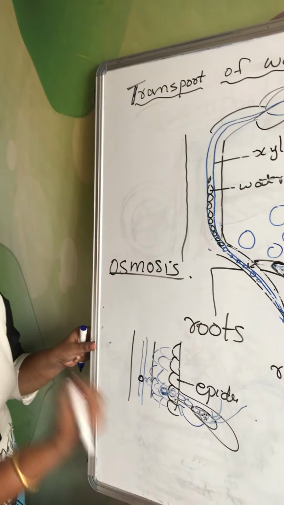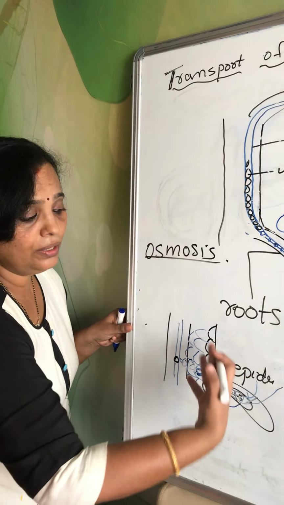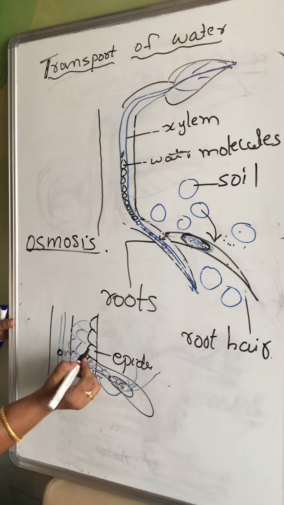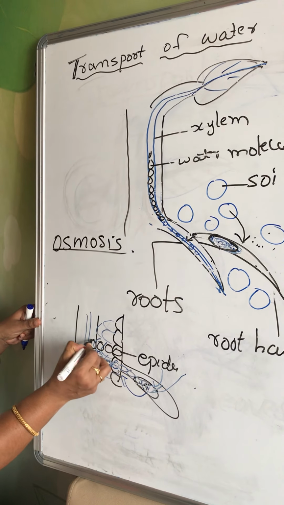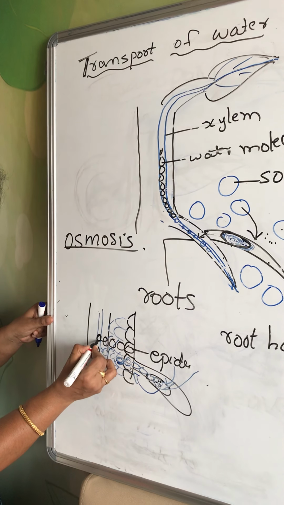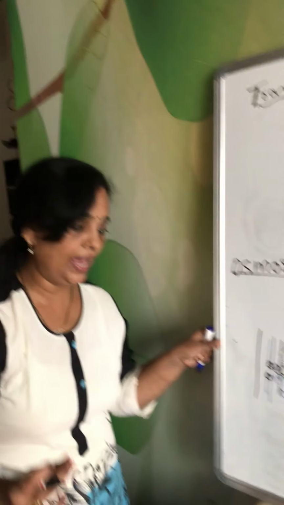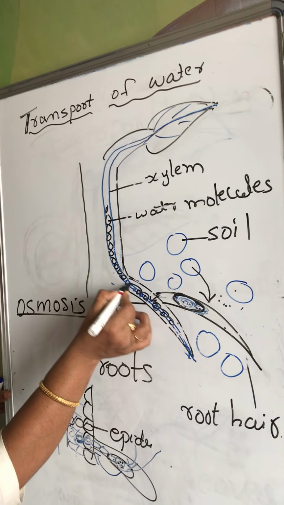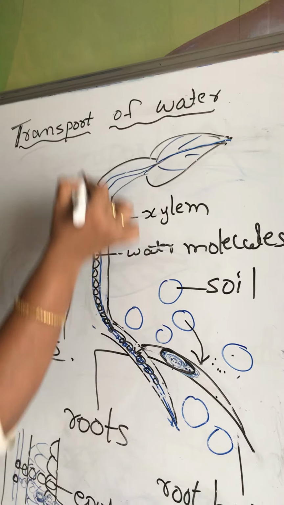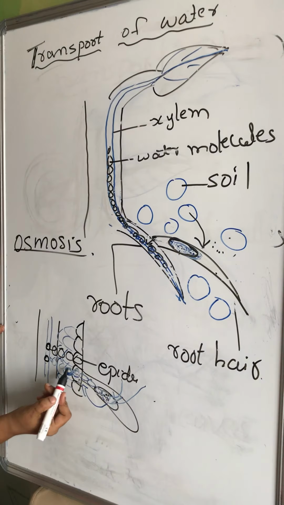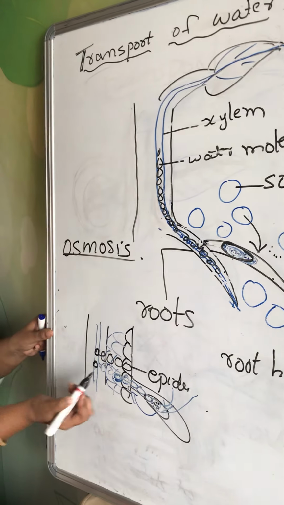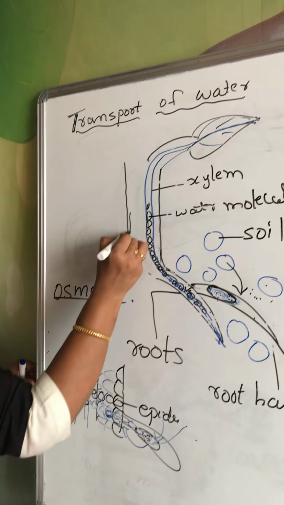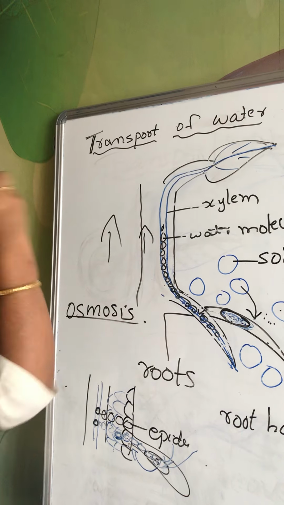Now, you have to understand that there are so many root hairs present. From every root hair, the water molecules will make a continuous column and finally reach the xylem, forming a continuous column. You can see here how it is forming a continuous column and going upward. Now the question is, once the water molecule has entered the xylem, how does it move against the gravitational force? Yes, because the movement is upward.